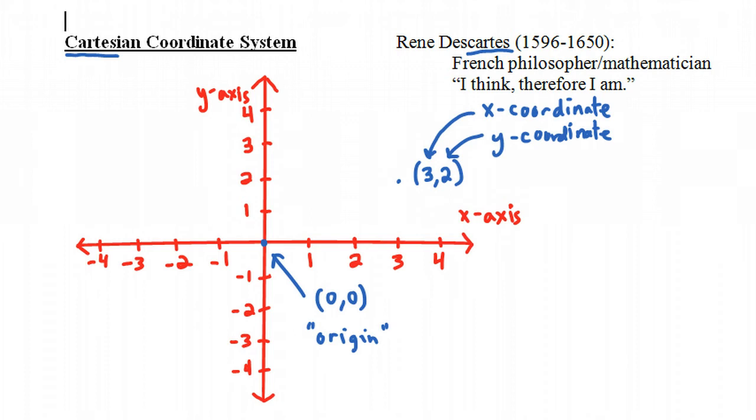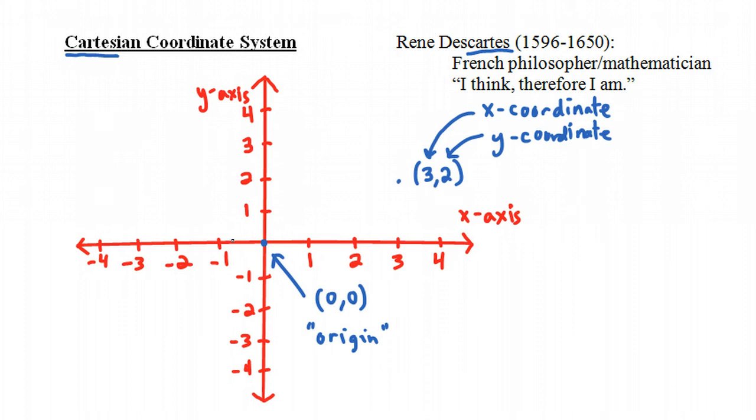Now, within this Cartesian coordinate system, you have two number lines. You have a horizontal number line called the x-axis and a vertical number line called the y-axis. And you can plot ordered pairs in this coordinate system. I've plotted the ordered pair 3, 2. Now the 3, the first coordinate, is called the x-coordinate, and the 2, the second coordinate, is called the y-coordinate. And the 3, 2 tells you where the point is in the plane.